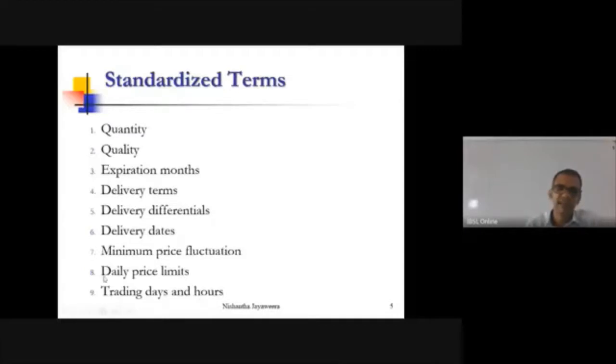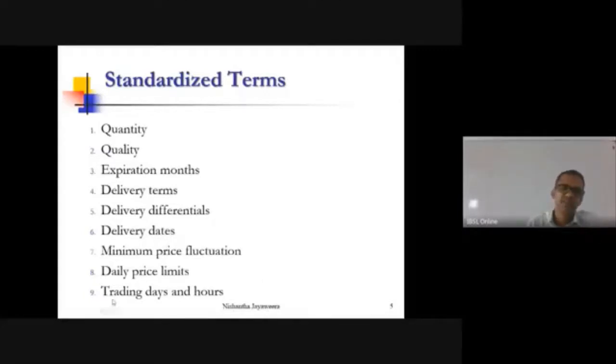Then the other term, daily price limits. What is the maximum price change that can occur within a day? If the price increases by more than 10% or 20%, they will stop trading. The same thing can happen if it trades low. If the price falls 20% or 10%, whatever the limits that they have imposed, they will suspend trading for that day. So that much standardized and regulated.